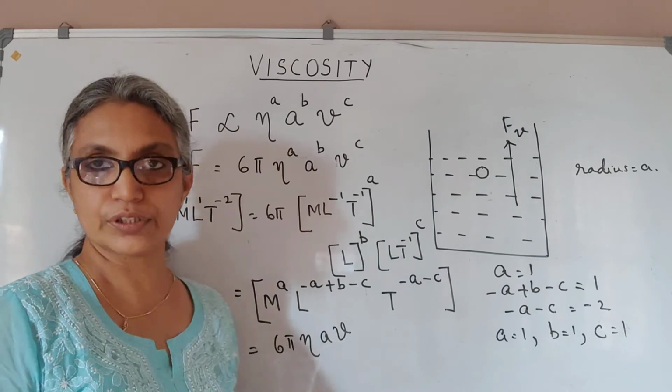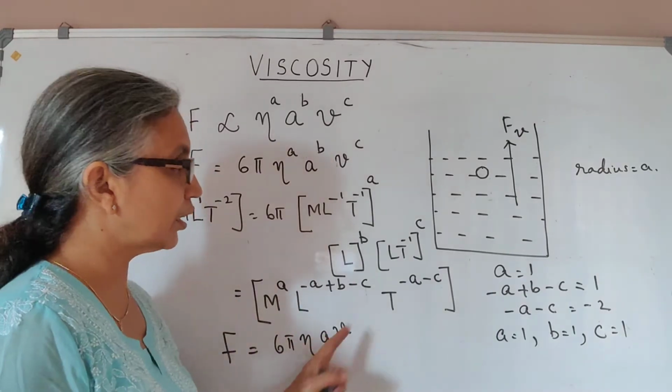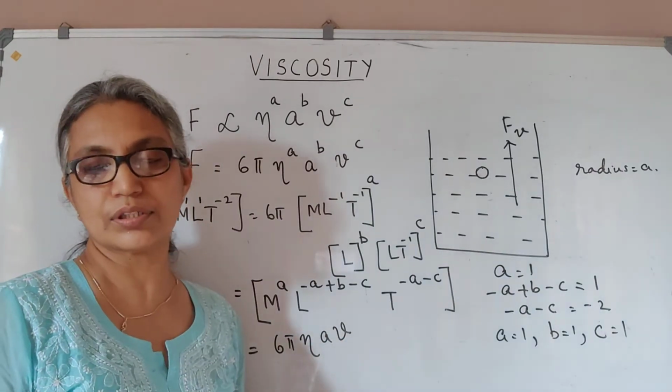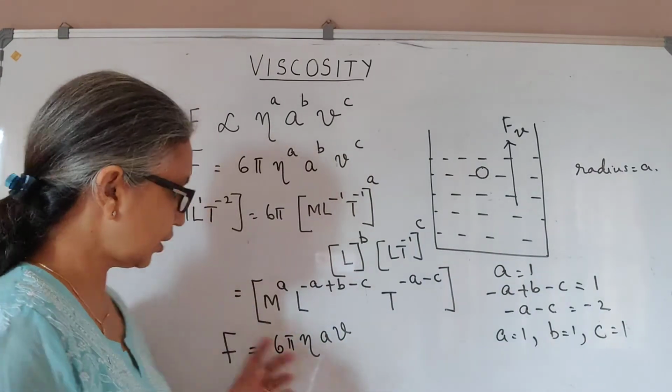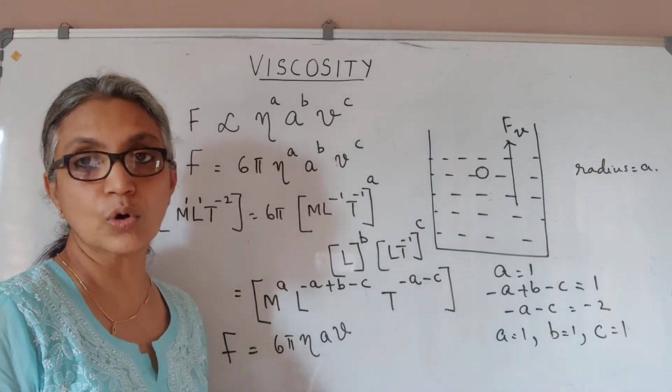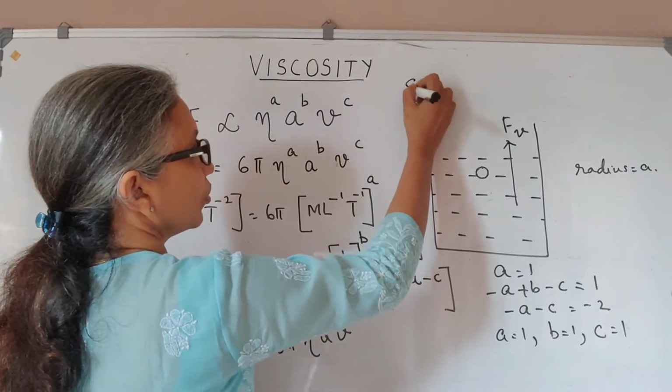where eta is the coefficient of viscosity of the fluid, a is the radius of that metal sphere that is falling through the fluid, and v is the velocity with which it is falling. So this is what you call the viscous force given by Stokes' law. This is Stokes' law.